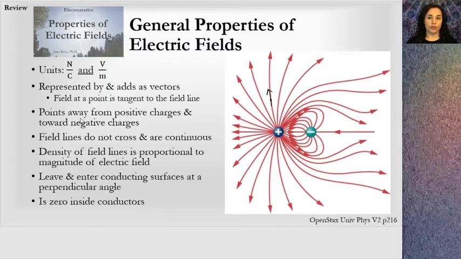The lines point away from positive charges and towards negative charges. The electric field lines do not cross and are continuous, so there's continuous values along here. There's no discontinuities. The density of the field lines is proportional to the magnitude of the field. So when we look at these field lines, the electric field is going to be larger in the area where the field lines are more dense.